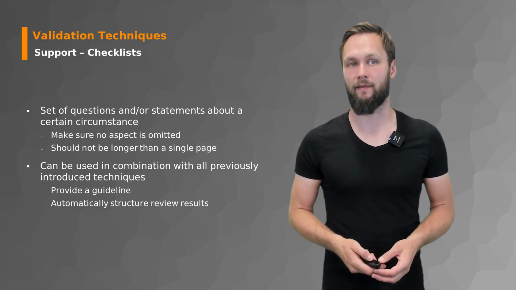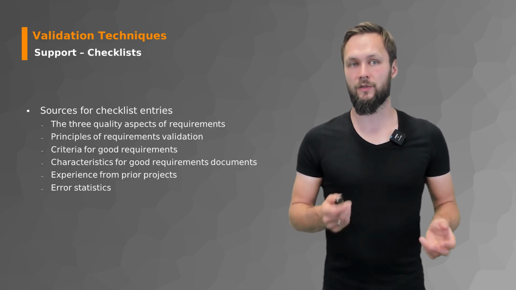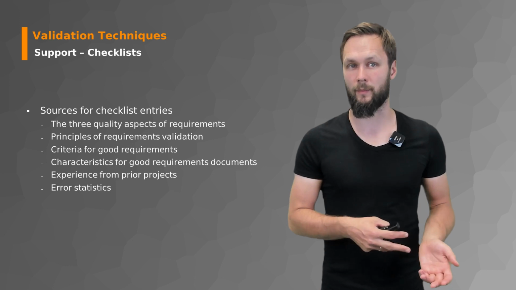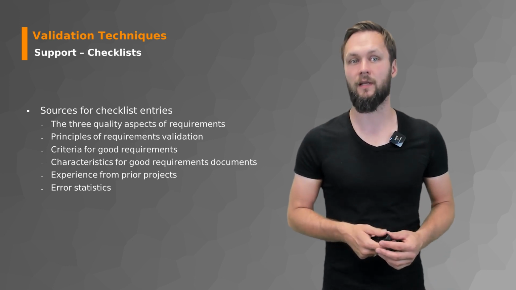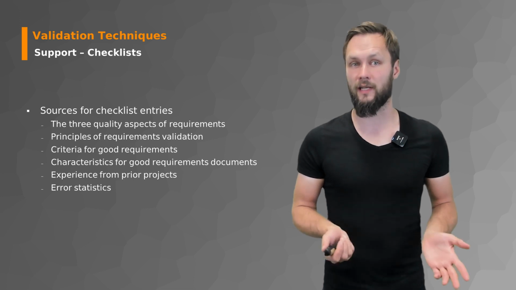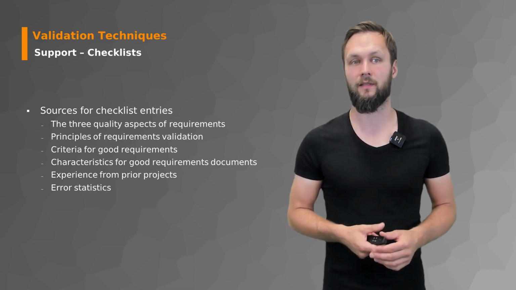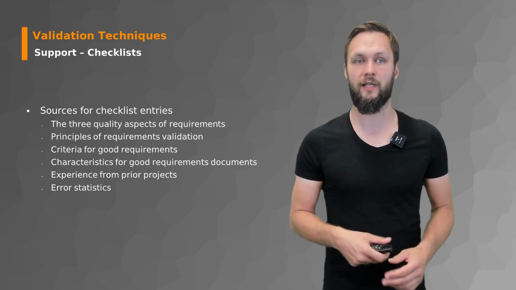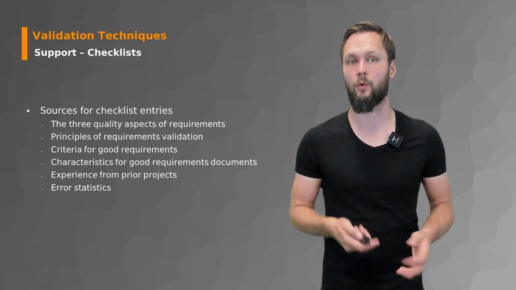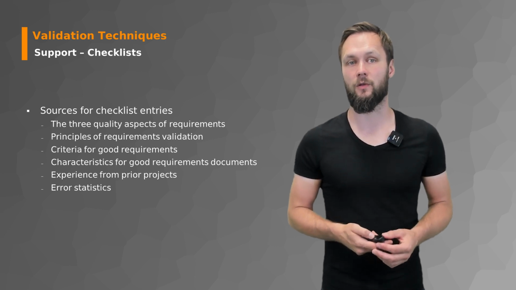The sources for the checklist entries could be the 3 quality aspects of requirements, also the requirements validation principles. You could also go back to the criteria for good requirements, or the characteristics of good requirements, the experience from prior projects, or error statistics that give you a good indication of what could go wrong or what are often sources of problems.